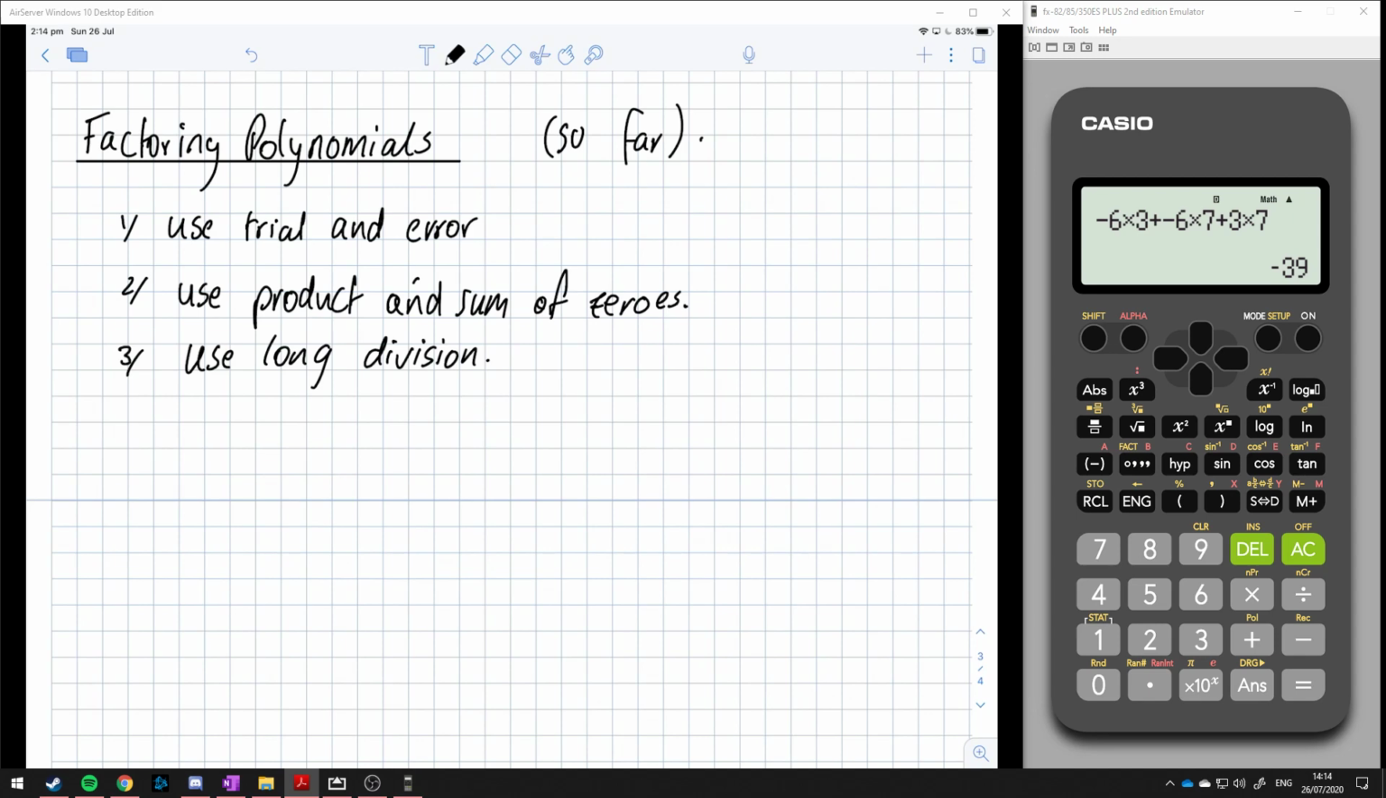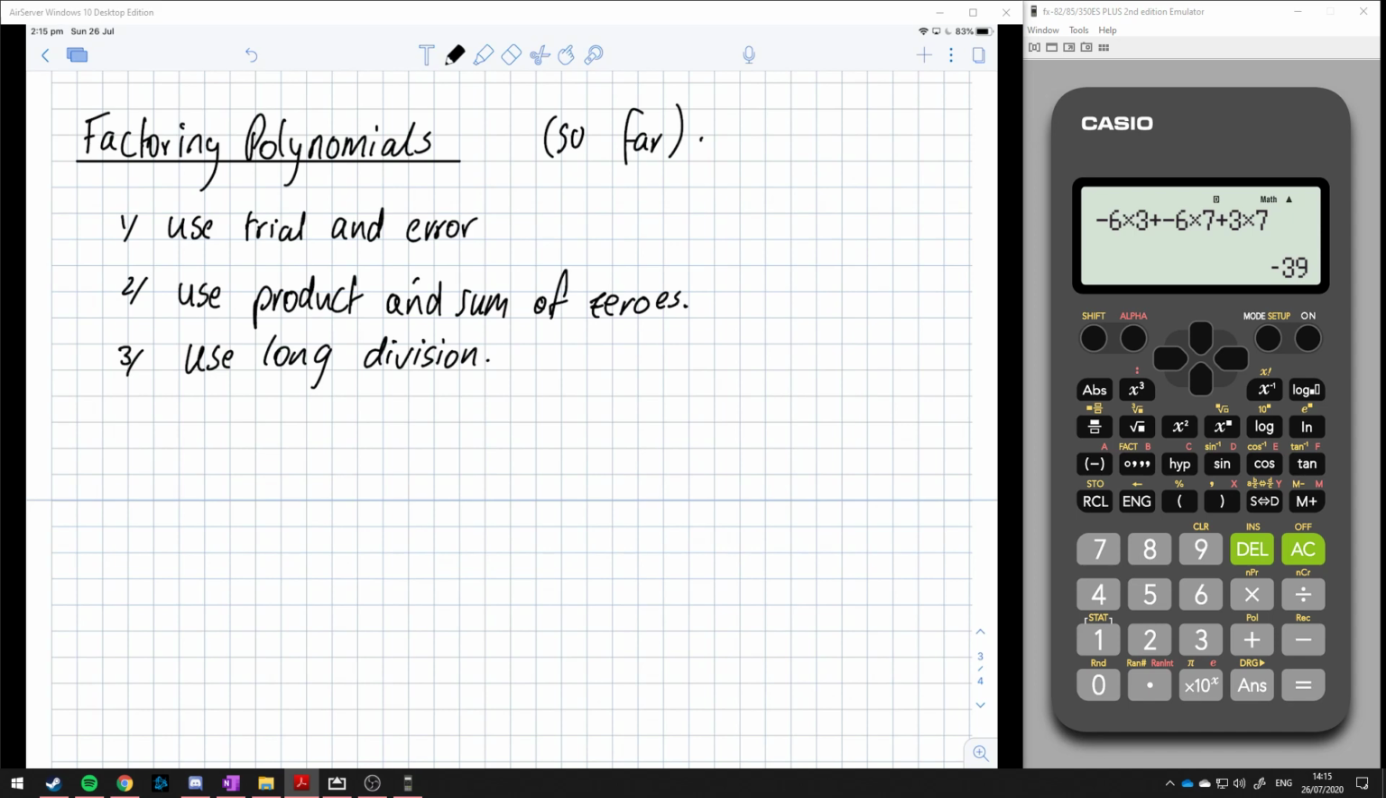Once you've found one or two, because trial and error can take some time, use your sum and product rules. If it's a quadratic and you've found one of your roots, use the product and sum rule to find what the other one is. If it's a cubic, find two. Or if you've found one, you can use simultaneous equations to find the second one. So it's up to you in that regard.